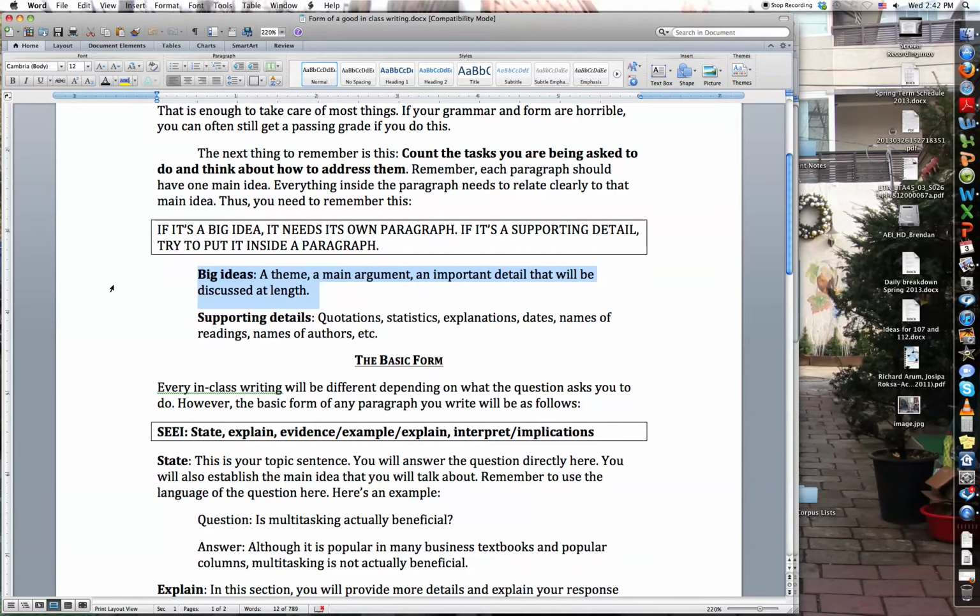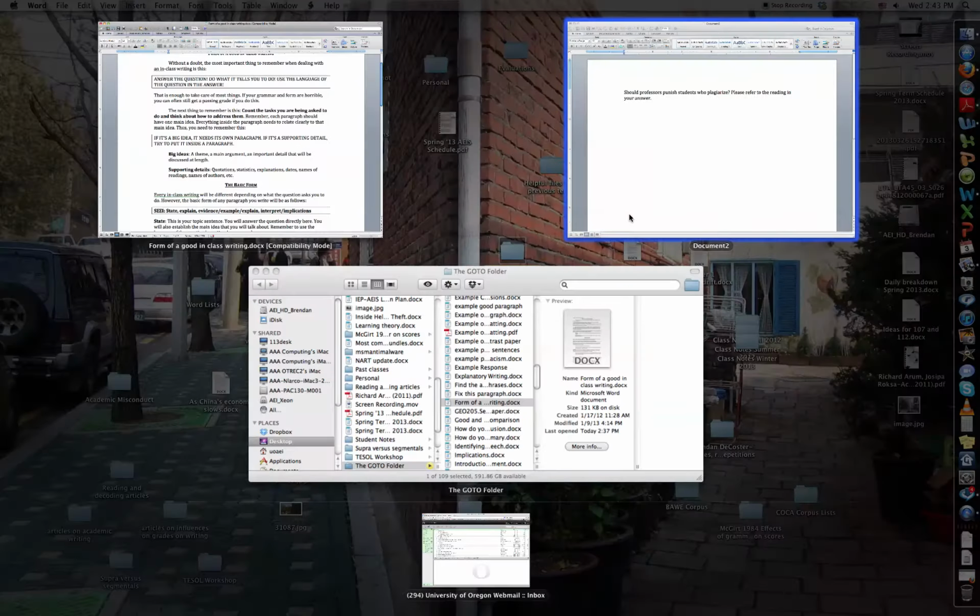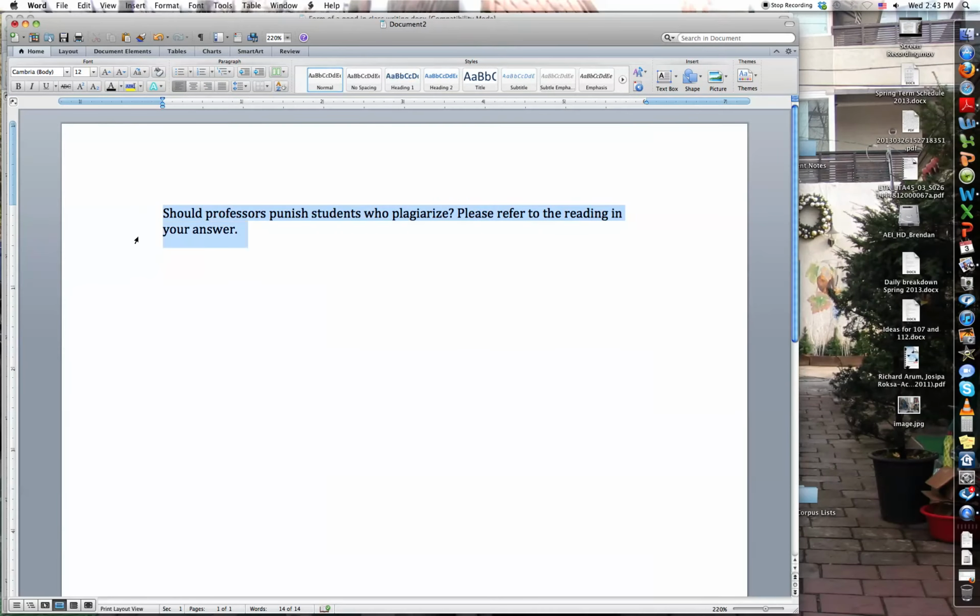Here's what we mean by big ideas. Something like a theme, meaning something that everything else will relate to, a main argument, or an important detail that's going to be discussed at length, meaning you're going to keep talking about it. Not so big ideas, just supporting details, things like quotations, statistics, a brief explanation, a date, a name of someone, a name of an author, etc. Okay, now I know that sounds somewhat confusing right now, but let's take a look at an actual question.